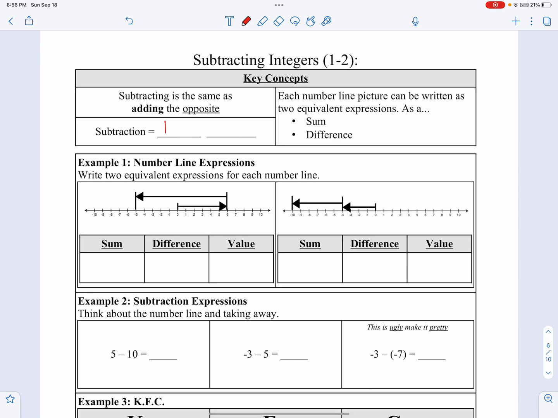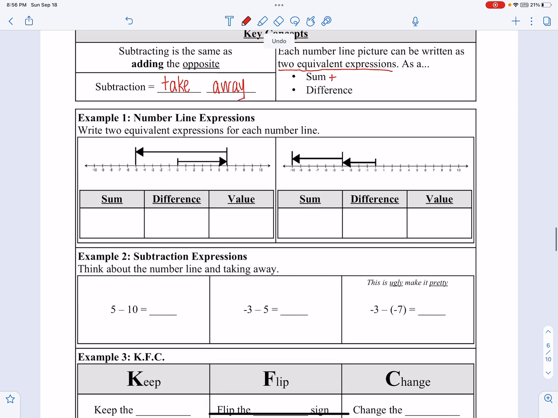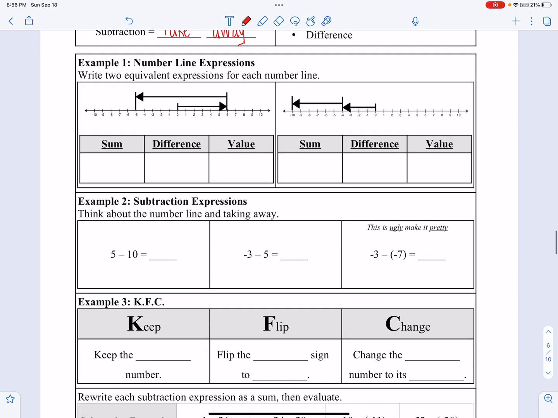So we understand that subtraction, all the way from when you were in elementary school, is the concept of taking away. So you have 5 apples, take away 3, now I have less type of thing. We're going to be focusing on today that we can write 2 equivalent expressions as a sum or as a difference. And they'll be equal to each other. That's what equivalent means. So let's take a look at example number 1.